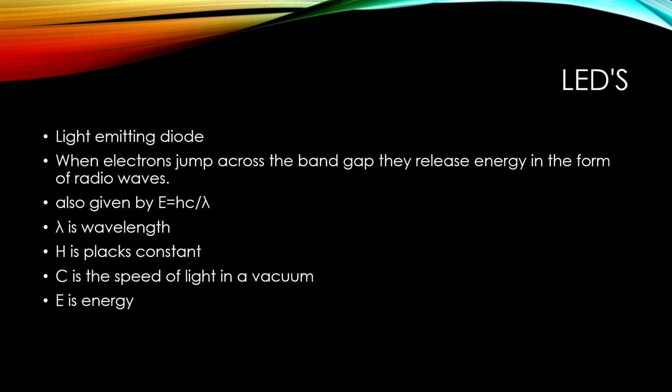LEDs, also known as light-emitting diodes. When electrons jump across the band gap, they release energy in the form of light, given by the equation E equals hc over lambda, where lambda is the wavelength, h is Planck's constant, c is the speed of light in a vacuum, and E is the energy gap between the bands.